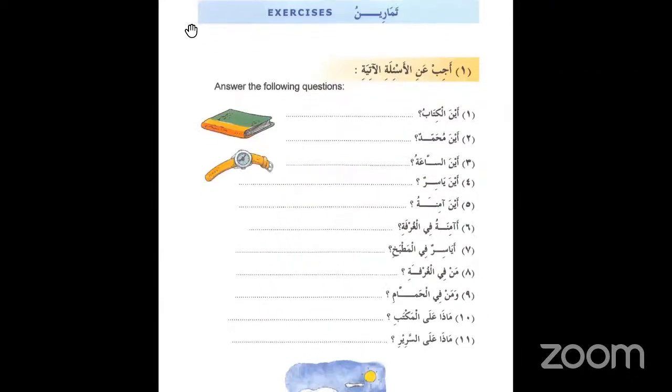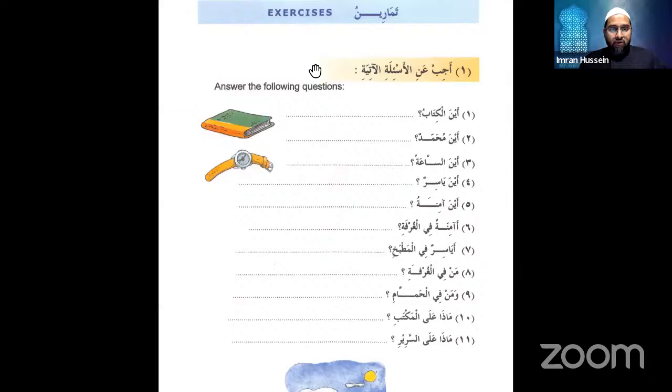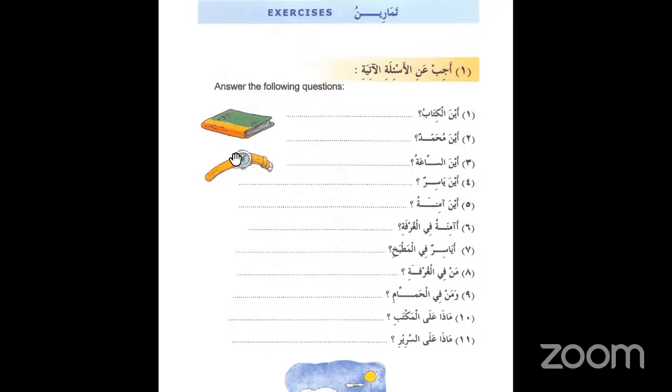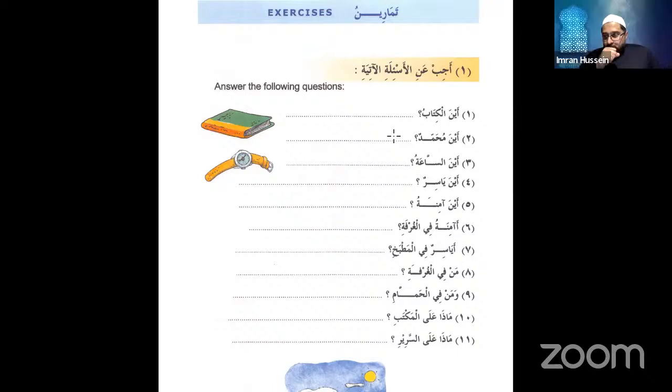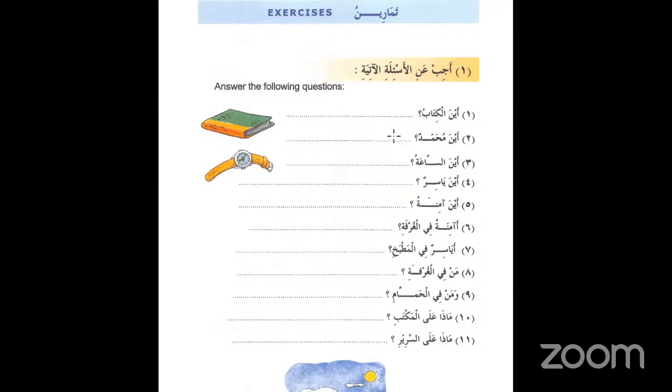Right. I'm going to ask everyone one question to answer. I'm going to start from Sister Melia. Read the question and answer. Bismillahirrahmanirrahim. Aina al-kitabu? Huwa ala al-maktab. Okay, correct. Where is the book? It is on the desk.